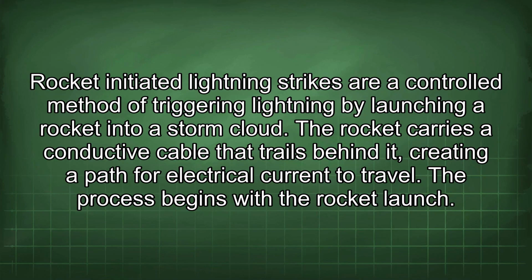Rocket-initiated lightning strikes are a controlled method of triggering lightning by launching a rocket into a storm cloud. The rocket carries a conductive cable that trails behind it, creating a path for electrical current to travel. The process begins with the rocket launch.